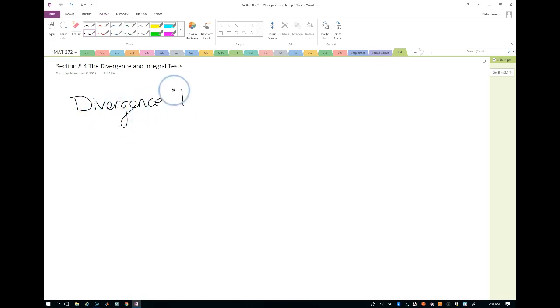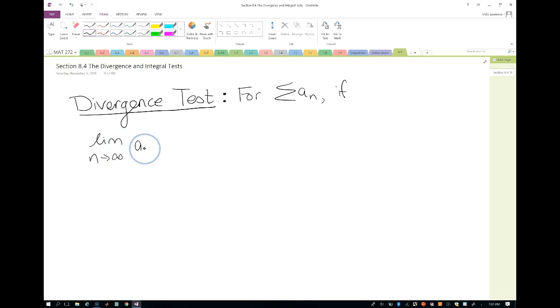And as the name implies, the divergence test can only prove divergence. You can never use the divergence test to come to a conclusion that a series is convergent. We use this only to determine divergence. So for some infinite series where the terms are generated by a sub n, if the limit as n approaches infinity of a sub n is not 0, then the series automatically diverges.